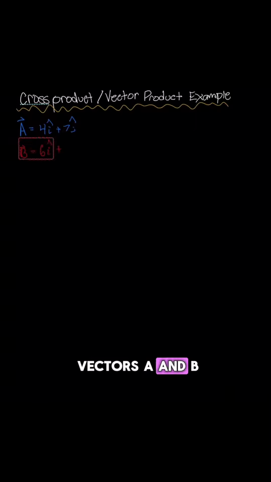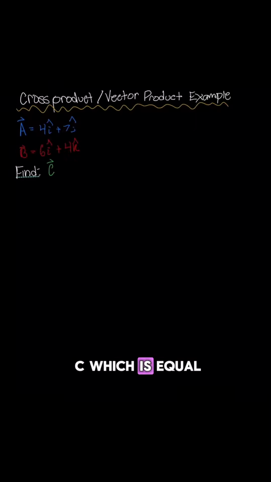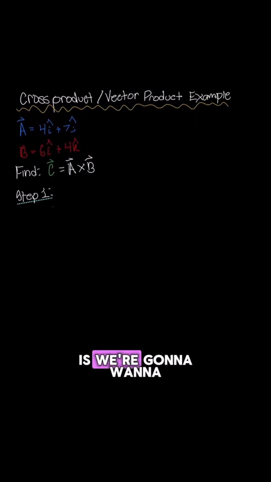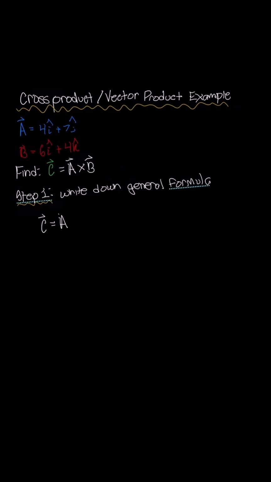Alright, so today I'm going to go over a cross product example problem. We can start by writing down two vectors, A and B, and we want to find C, which is equal to A cross B. So our first step is we're going to want to write down our general formula, C equals A cross B.